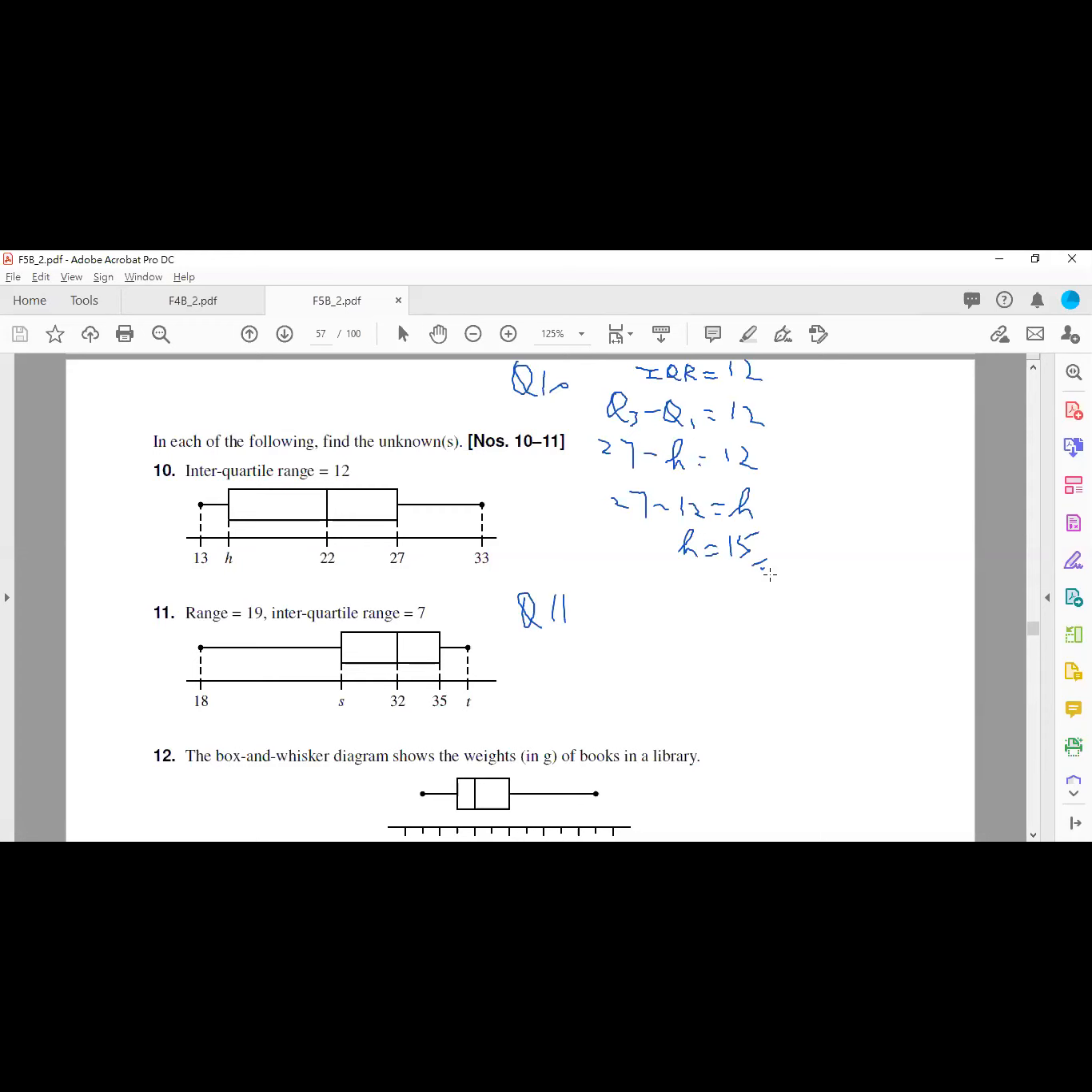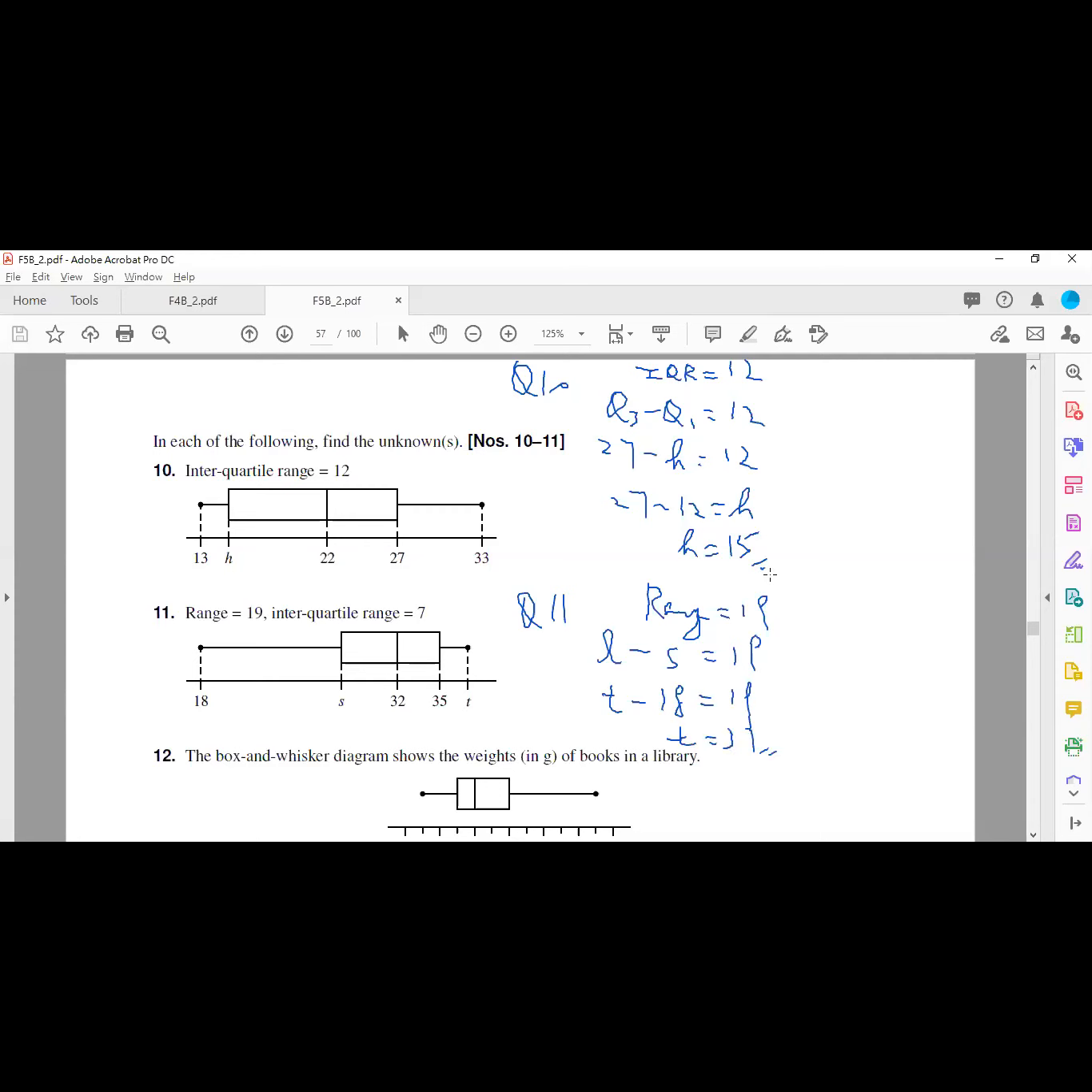And the range is equal to 19. Range is calculated by largest datum minus smallest datum. Okay, it is 19. Largest datum is T, and smallest datum is 18. So T is equal to 19 plus 18, which is 37.